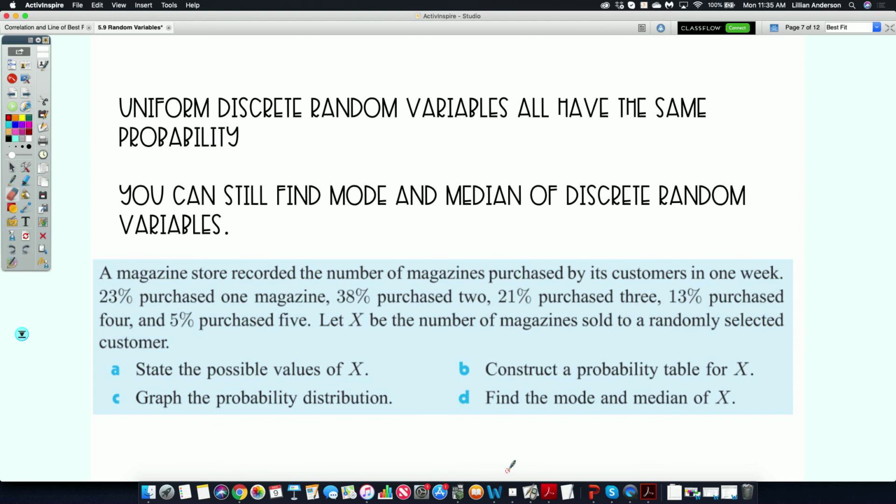All right. And then last but not least, before we get to an example, you have uniform, discrete, random variables. Uniform, that means everybody is 1, okay? That basically means that all of your different outcomes have the same probability. Hence the word uniform. You can still find mode and median for discrete random variables as well. And so we're going to take a look at this example to practice.